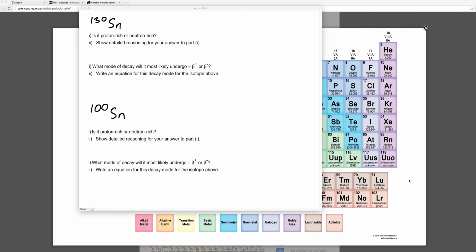Here we're looking at the kind of problem where you have to determine if an isotope is proton-rich or neutron-rich. You also have to be able to figure out what kind of decay mode it will undergo and to be able to write an equation for that decay mode.